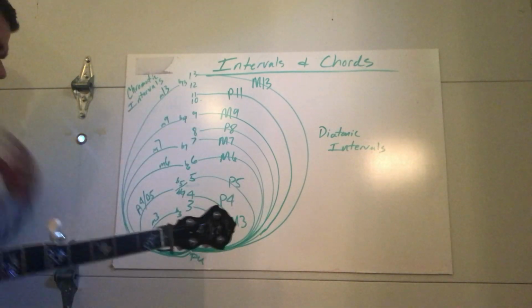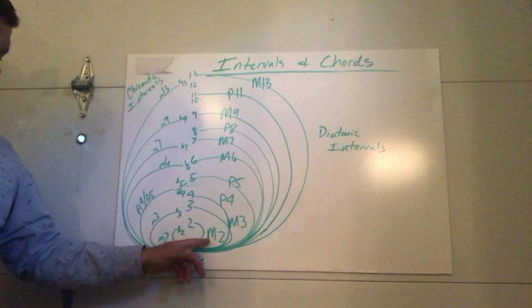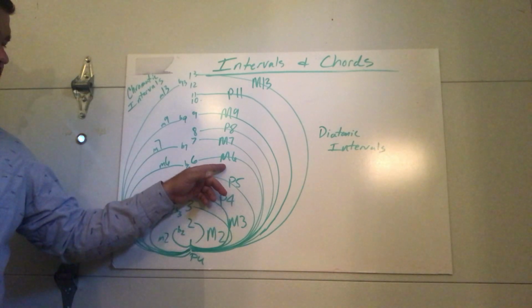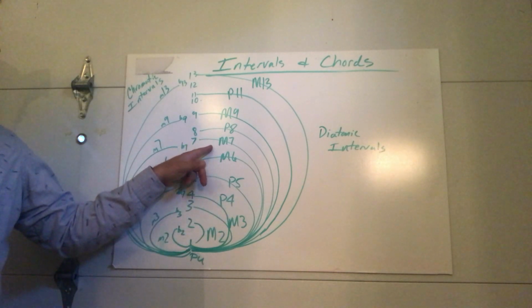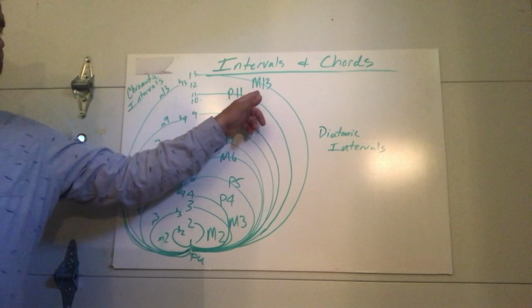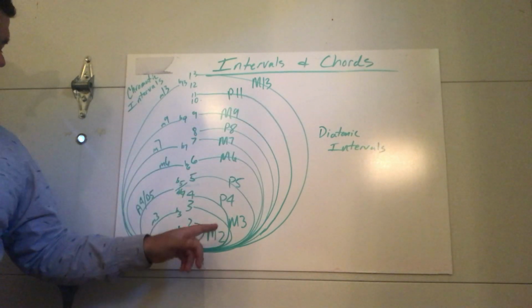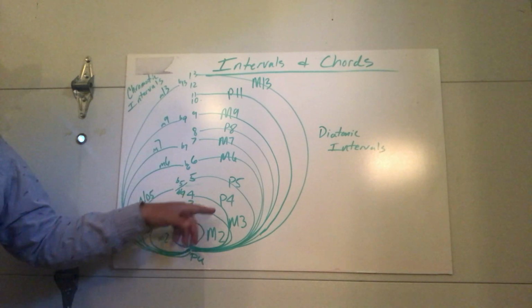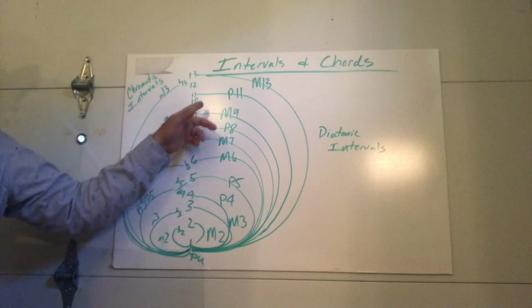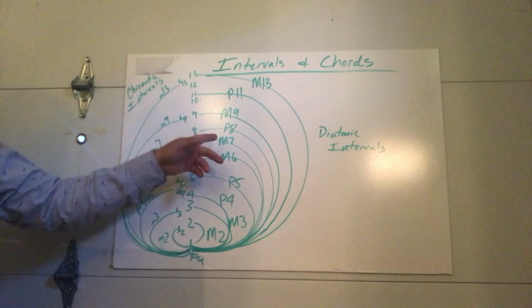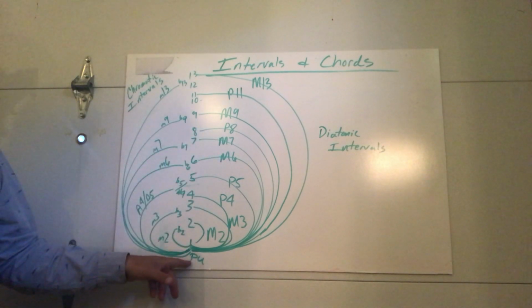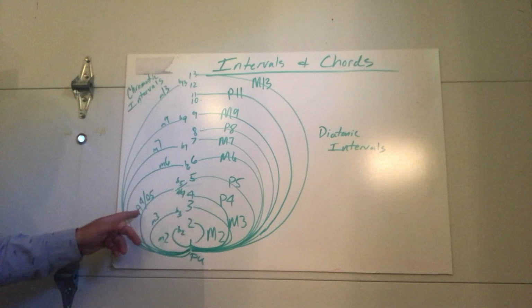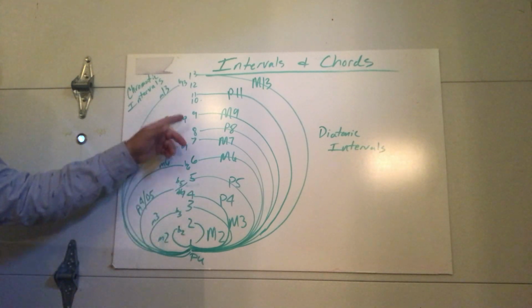Okay, keep in mind that seconds are major and minor, thirds are major and minor, sixths are major and minor, sevenths are major and minor, ninths are major and minor, and thirteenths are major and minor. Unisons are perfect, fourths, fifths, and we'll skip 10th, and also octaves. So perfect is unisons, fourths, fifths. You can also augment or diminish these.